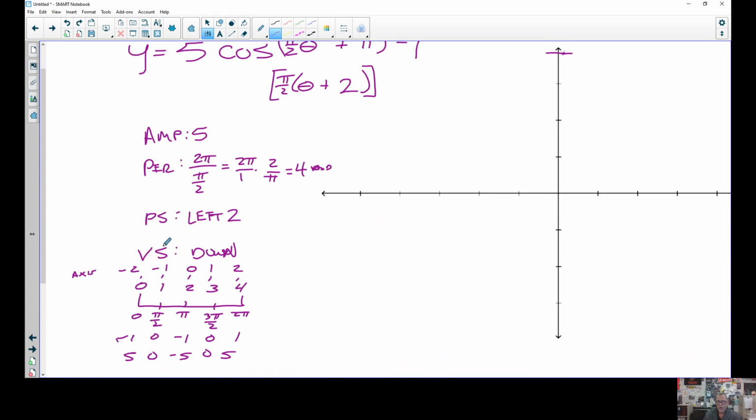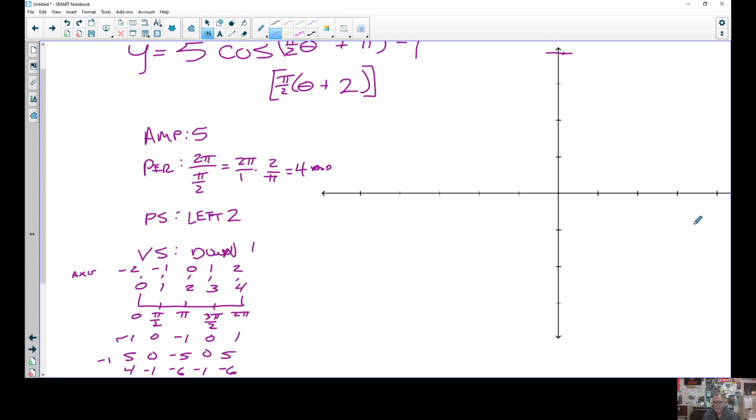And the only thing we haven't dealt with is it's down 1. I didn't write the 1. Down 1 changes this. I have to subtract 1 from each of these. So this would be 4. This would be -1. This would be -6, -1, and this would be -6.